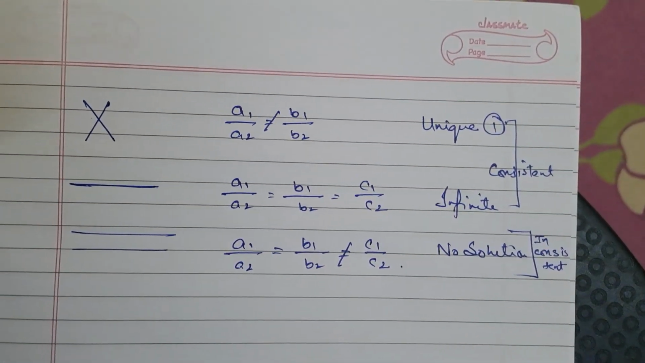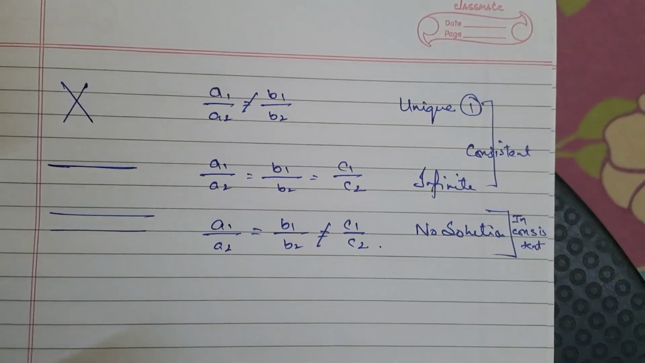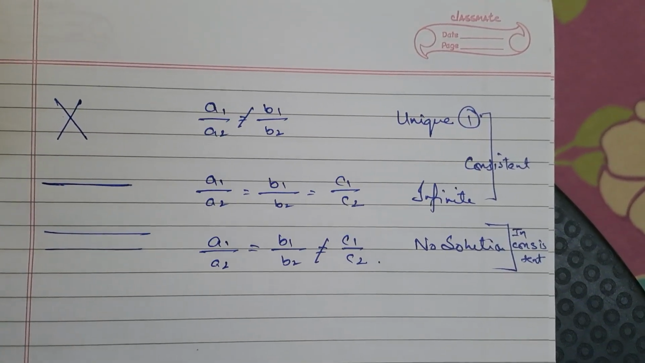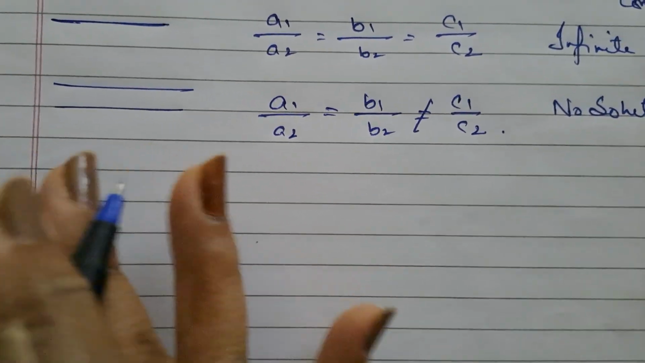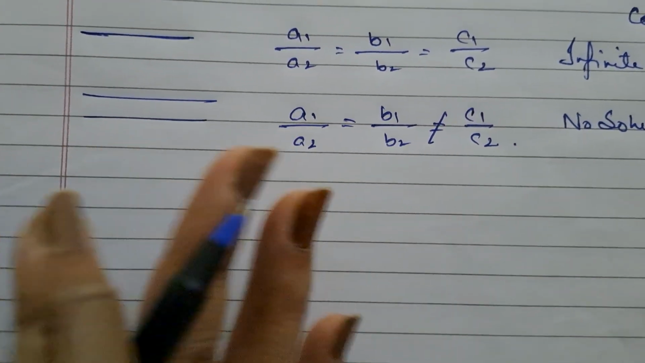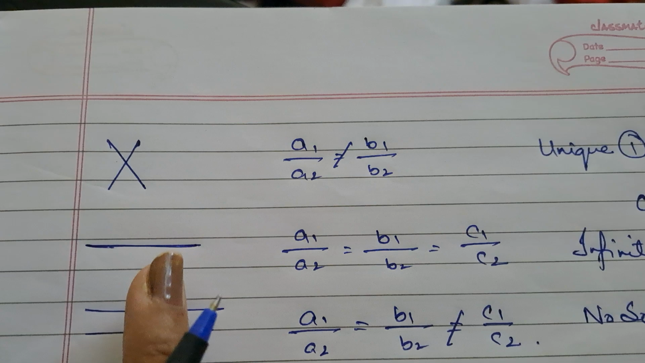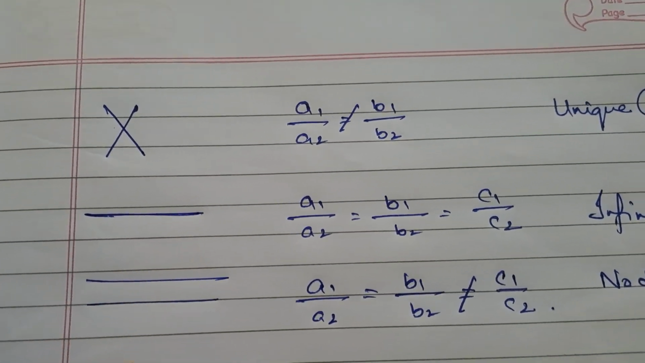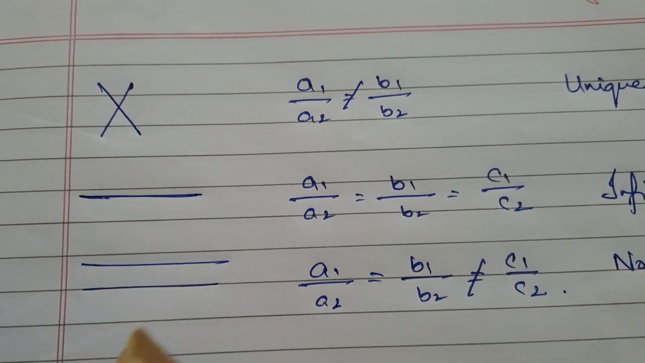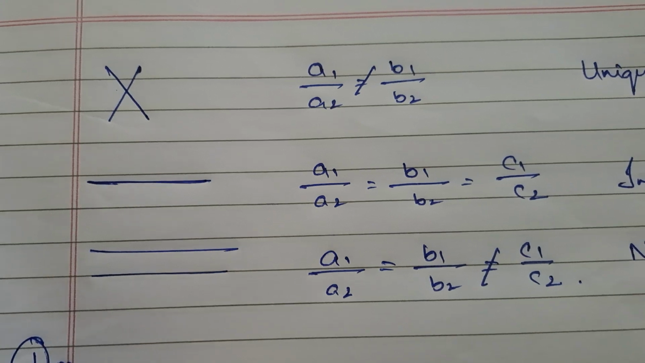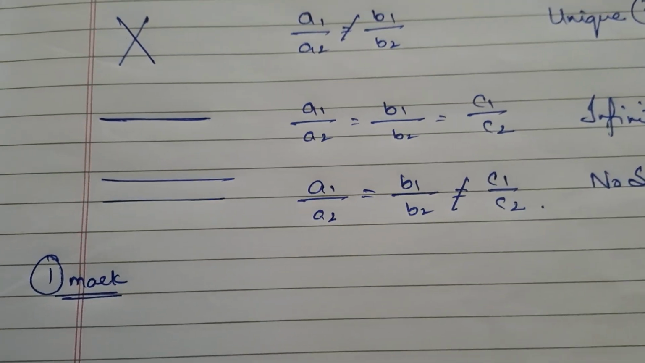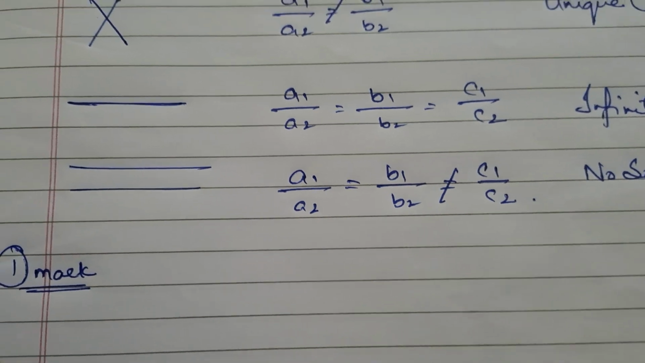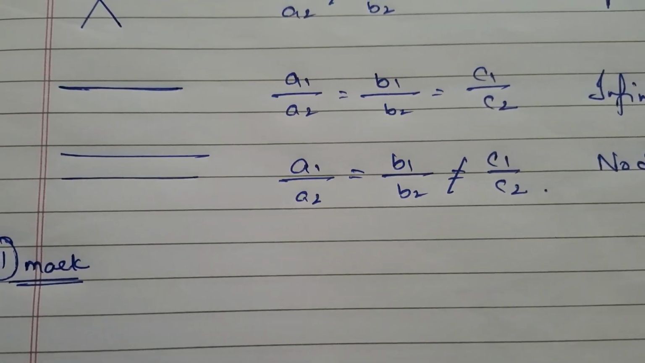Okay, now let's take a few questions, start simplifying them, and understand if they are consistent, inconsistent, and so on. In the examinations, questions on whether the lines are consistent or inconsistent, intersecting, coincident, or parallel are asked for 1 mark most of the time. These are asked in your multiple choice questions, and if it is asked for 1 mark, you are supposed to solve them very quickly.